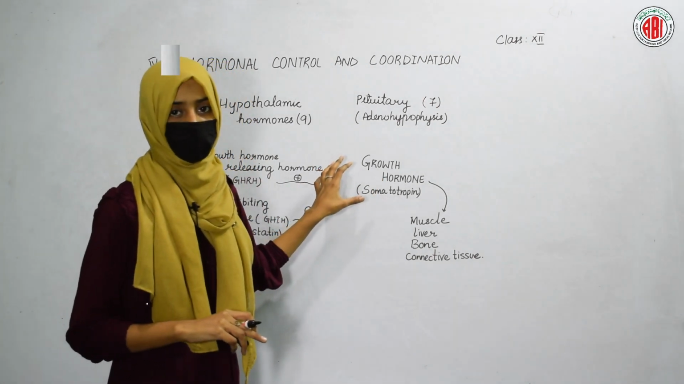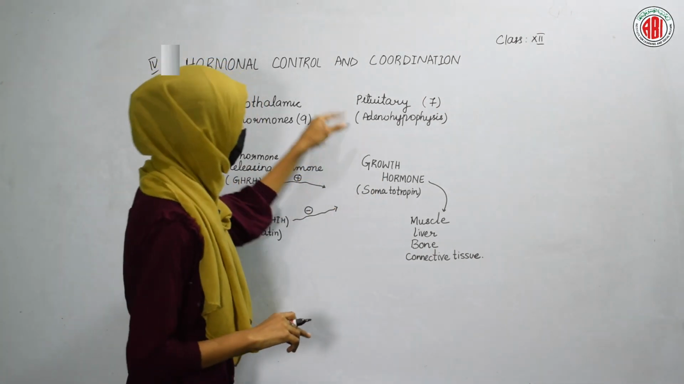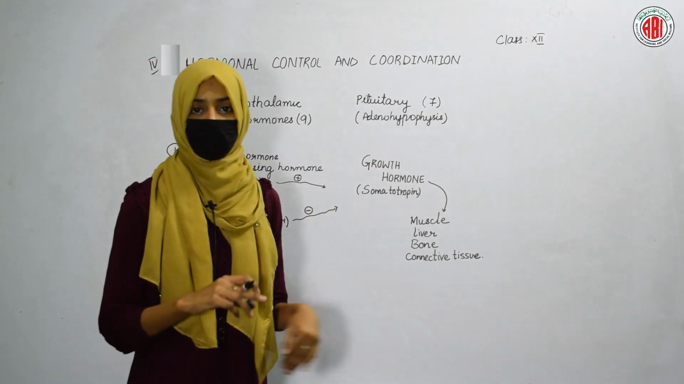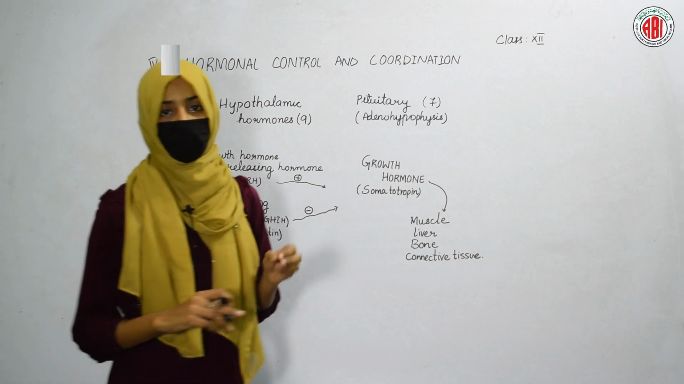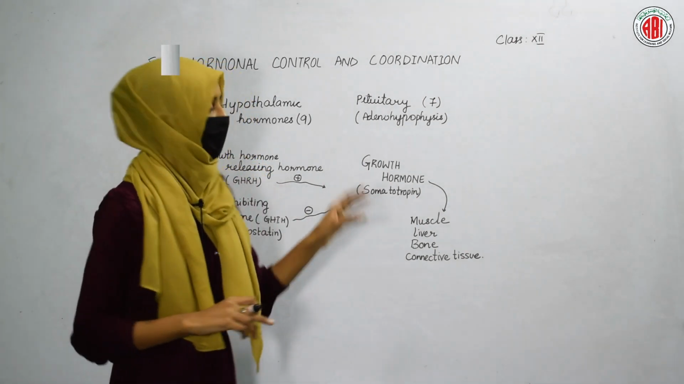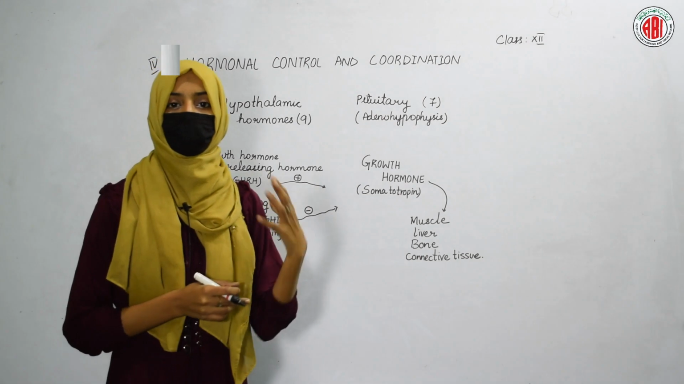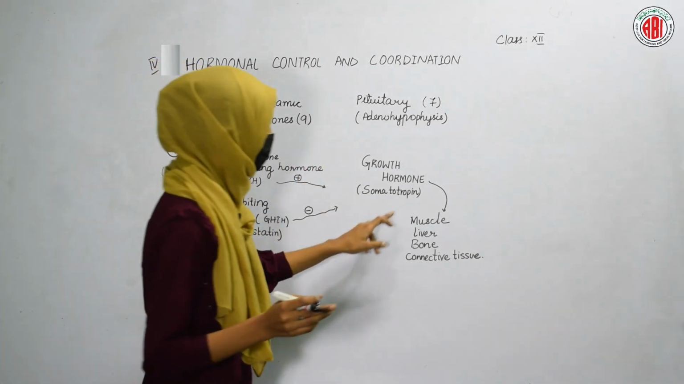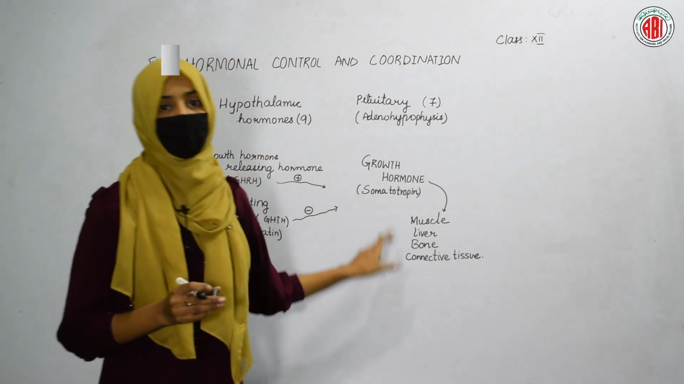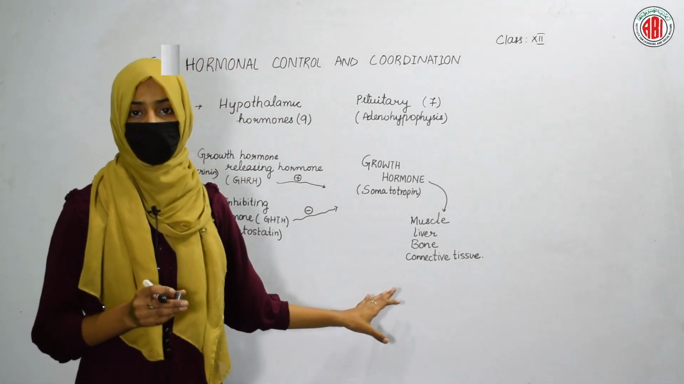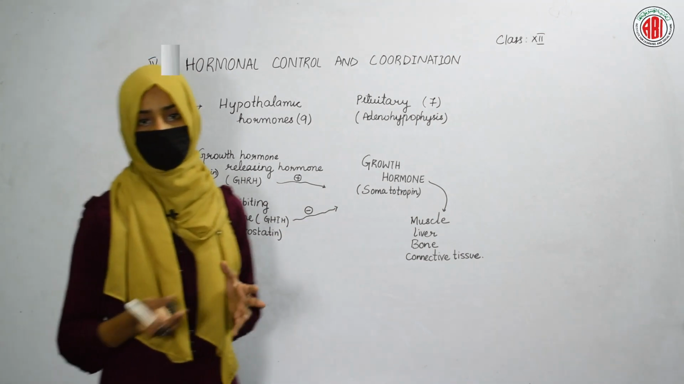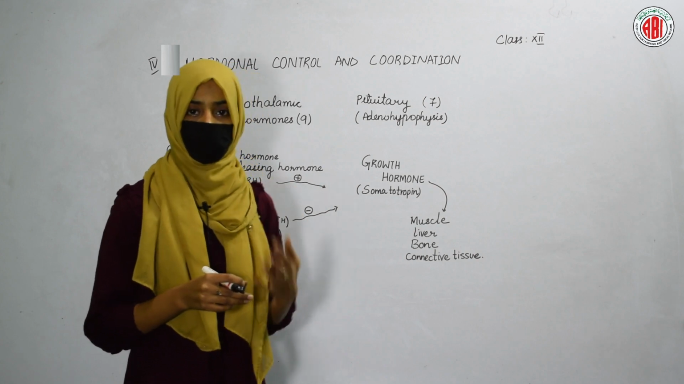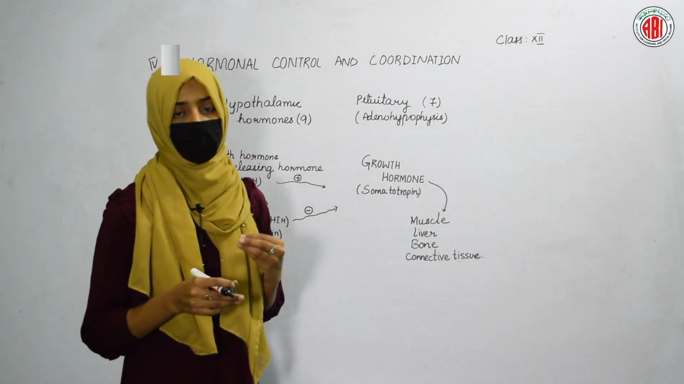Then this growth hormone is secreted by the pituitary gland, which can also be called somatotropin, and this growth hormone is responsible for the growth of the different parts of the human body. When the growth hormone enters into the blood, it can reach the different targeted organs like muscles, liver, bone, connective tissues. All these are the different parts of our body that need growth hormone. Only our muscles will not show the growth. Each and every part of our body will show the growth, and they require the growth hormone in order to show the growth.